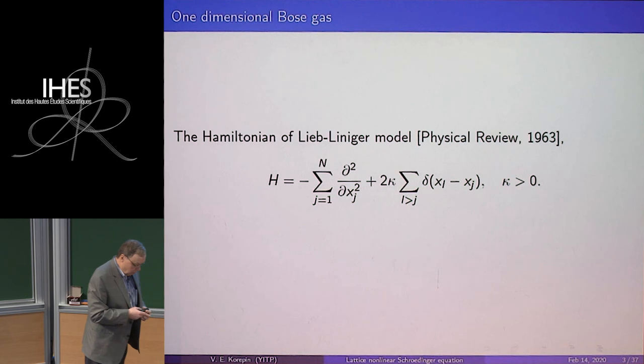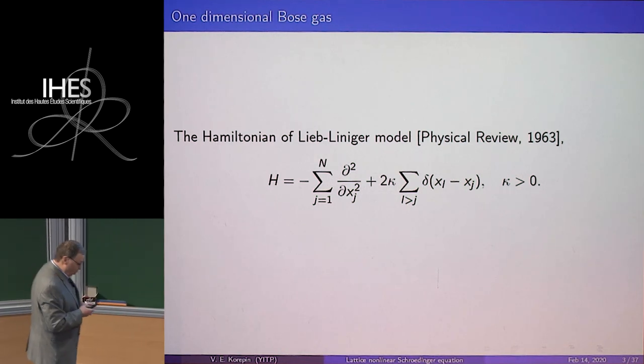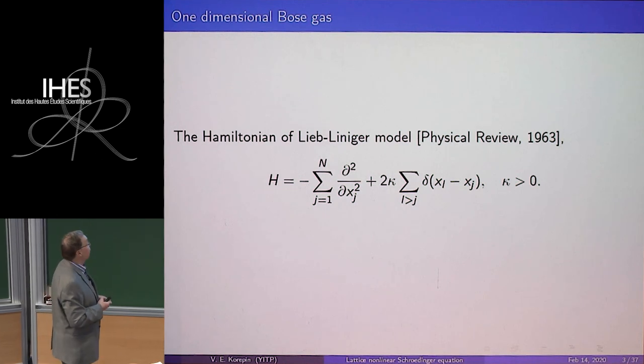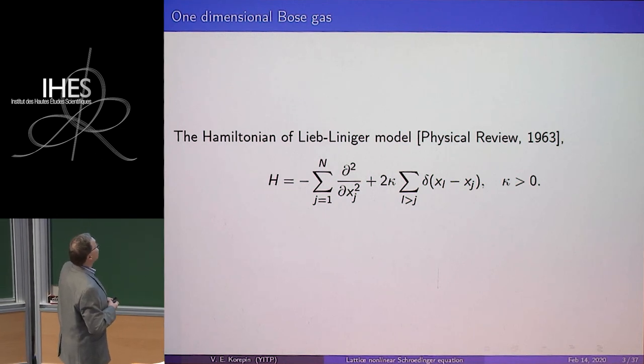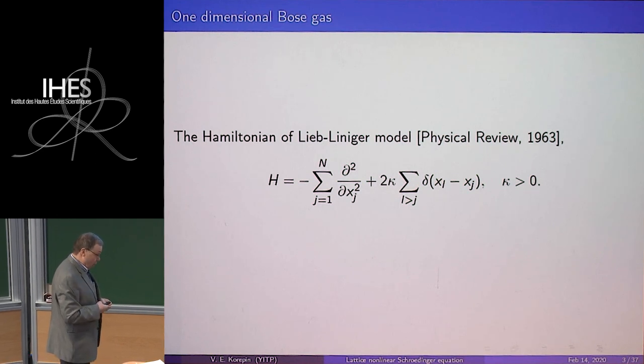So let's start with the nonlinear Schrödinger equation. First of all, the model has many, many different names. It's called Lieb-Liniger, nonlinear Schrödinger, Bose gas with delta interaction, and some people call it the Tonks-Girardeau gas.